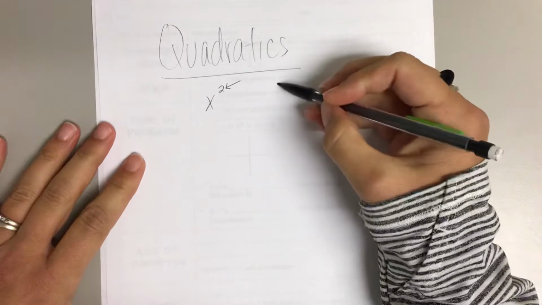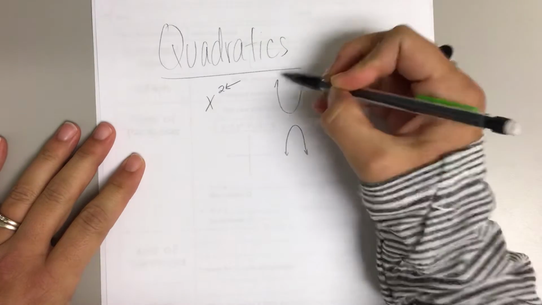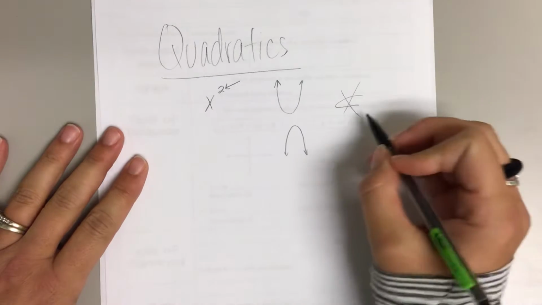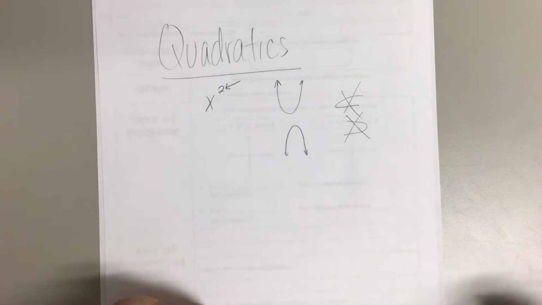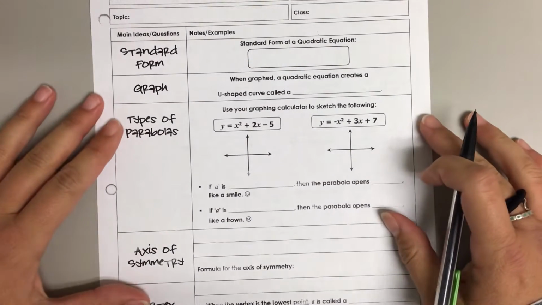Okay, and then the graph of a quadratic is going to look like a U or an upside down U, okay? No sideways. You can't go this way. Those are different functions. All right, so these are the notes. Just want to walk you through these real quick.